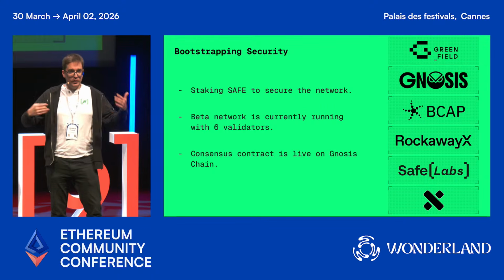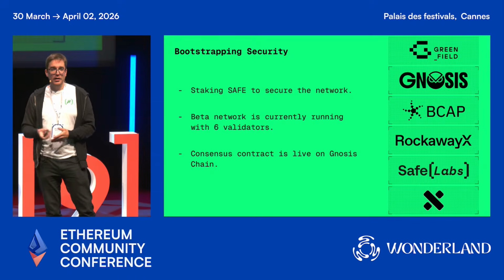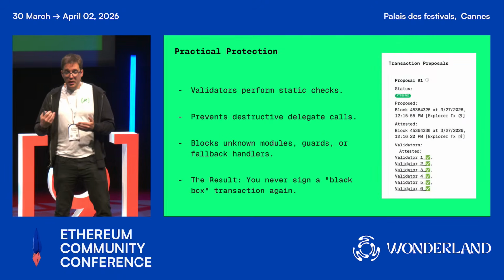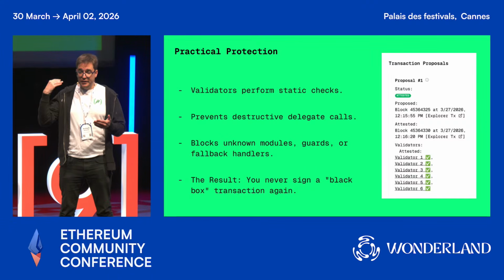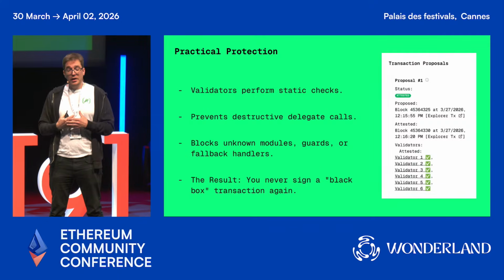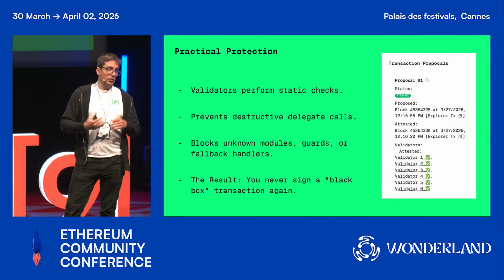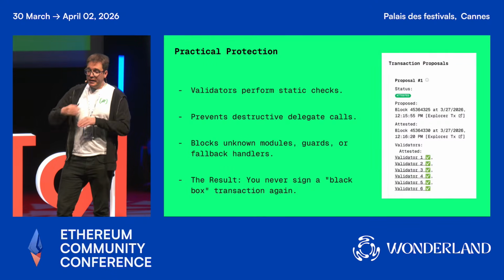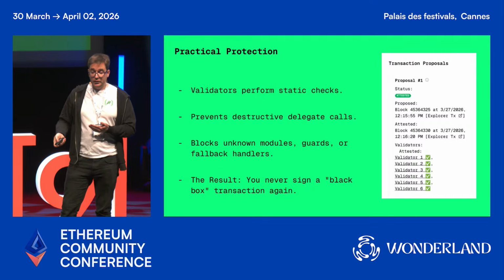So all of the contracts that I mentioned earlier, and the block time is 5 seconds on Gnosis Chain, this is where we're executing. So what can we do right now? Actually, the current validator set performs very static checks. So we check that there are no destructive delegate calls, that there are no unknown modules or guards being enabled, and that you don't have a malicious fallback handler. And as a result, you already right now get quite some baseline security that you couldn't enforce in guards.